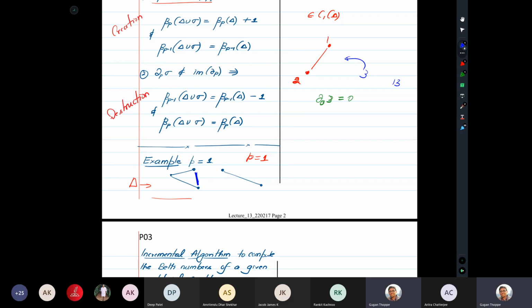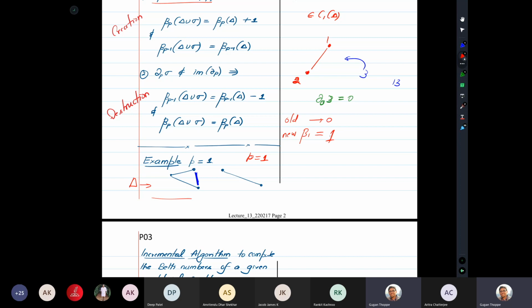Can one of you volunteer and tell me, when I added this blue edge to this simplicial complex, what happened? Yes, Deep, please go ahead. Yeah, beta 1 will increase by 1. It's 0 currently, but it will increase. Yes, beta 1 increased by 1. So the original beta 1 was 0 and the new beta 1 is 1. So maybe I'll say old, new. Old was 0, now it has increased by 1.